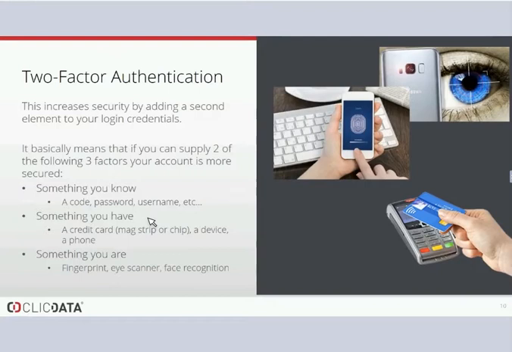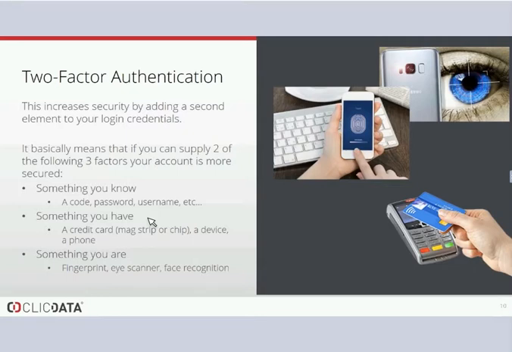One way that you can make it really difficult is to use two-factor authentication. And for those of you that are not aware exactly what two-factor authentication is, it is basically utilizing two out of the three main factors, which is something you know, like a password and your username, something you have, like a credit card or a telephone or a laptop, or something you are, which typically means your fingerprint, your eye scanner, your face recognition.